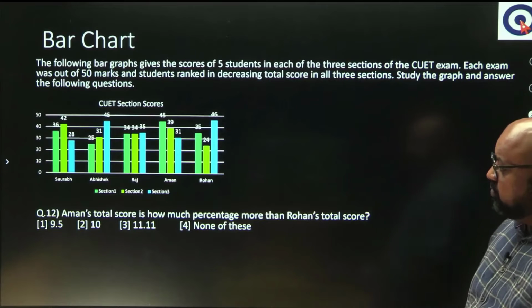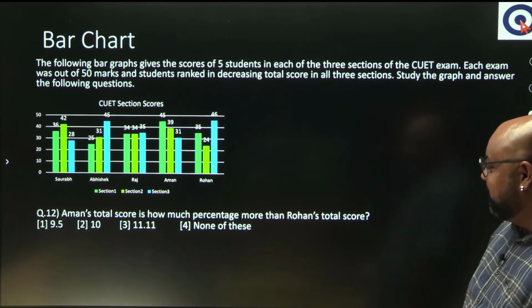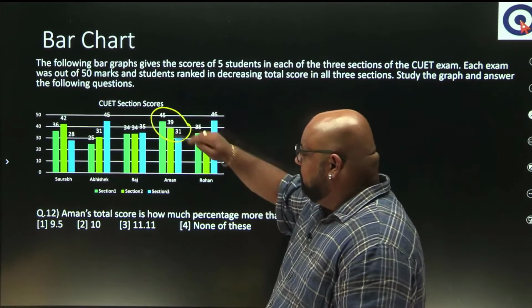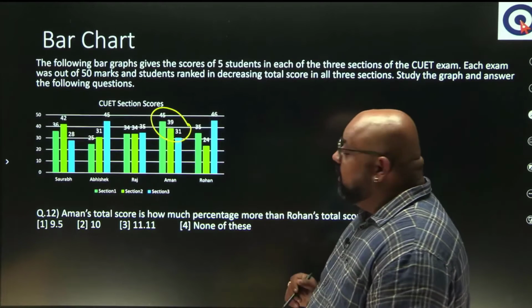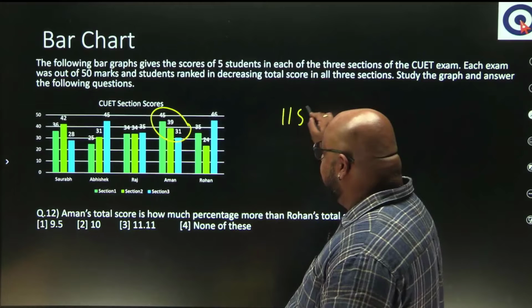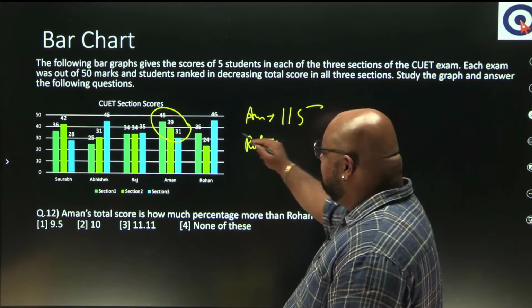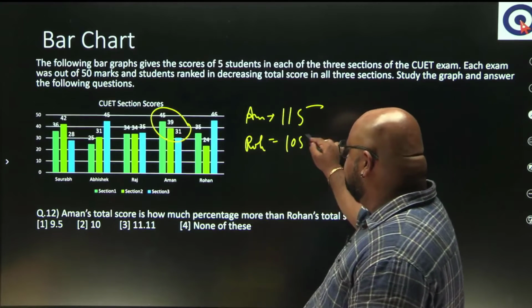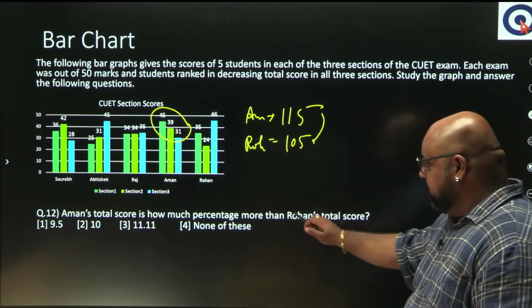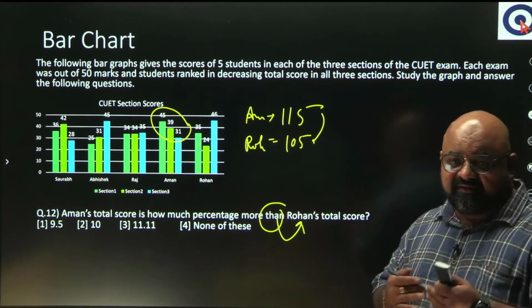12th. Aman's total score, we had calculated Aman's score, is how much percent more than Rohan's total score. Aman's total score was, I think, the highest, 115 is what Aman had scored. Rohan's score was 105. So this is how much more than Rohan. The word after than becomes the base.